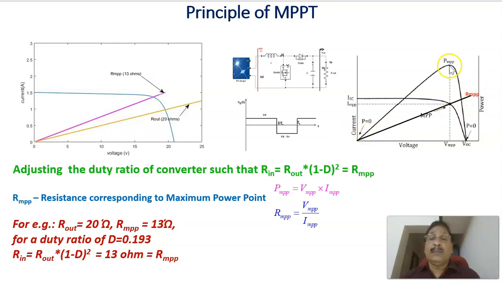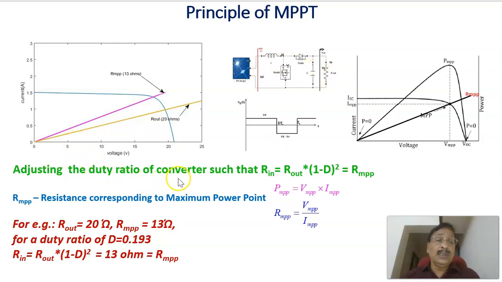RMPP is a fixed one for a particular insolation. This is the IV characteristic and this is the PV characteristic. Of course, VMPP divided by IMPP is fixed. Therefore, that is RMPP for a particular irradiance. You have to control the duty ratio of the switch in such a way that the resistance reflected at the input side is made equal to this RMPP. Then maximum power can be transferred from the solar panel into the load.